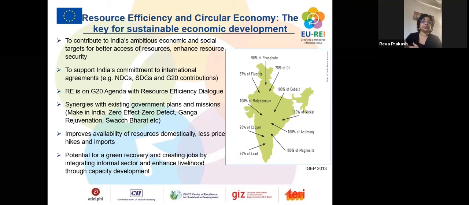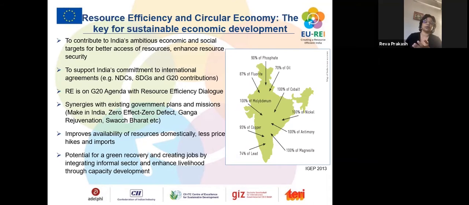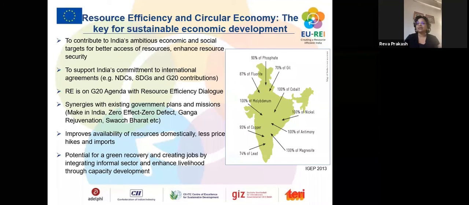And in terms of achieving resource security domestically, given how import dependent we are for certain critical materials, we need to shield the Indian economy from price hikes, market fluctuations, and the upcoming resource nationalism, wherein the economy could be at a disadvantage. So it makes sense to achieve resource efficiency and circular economy and to mine resources from end-of-life products.